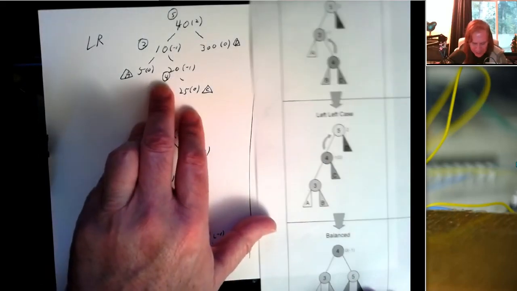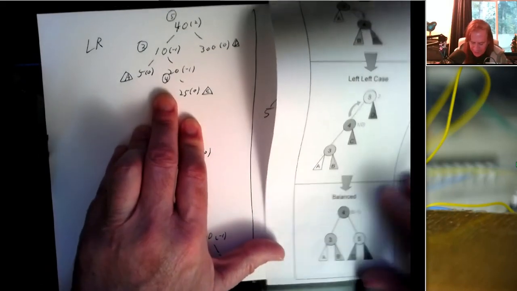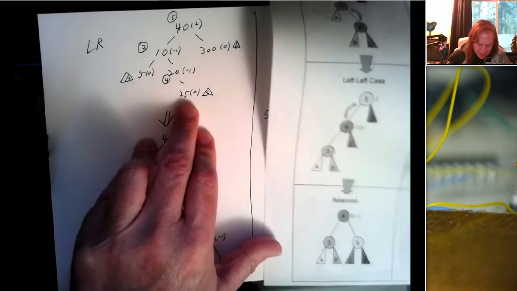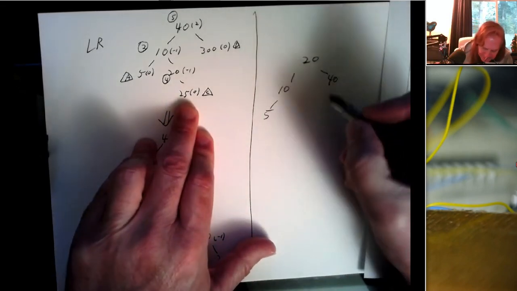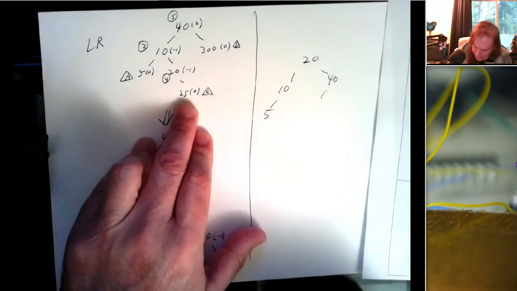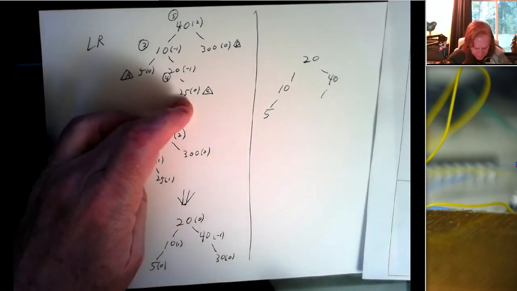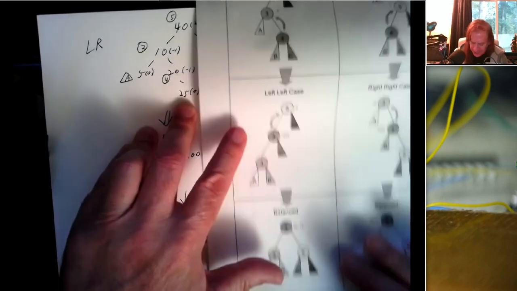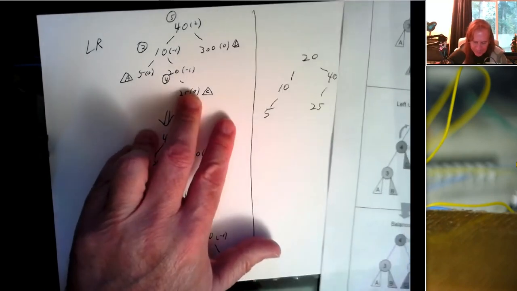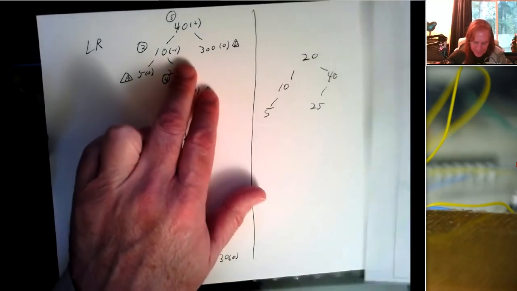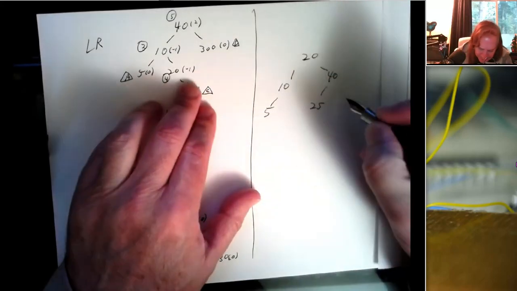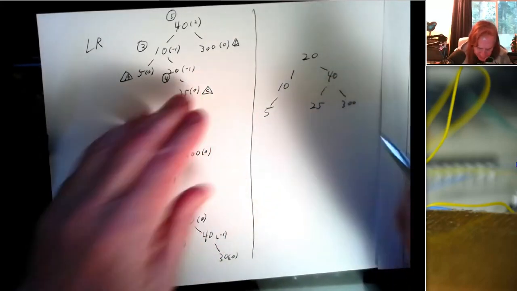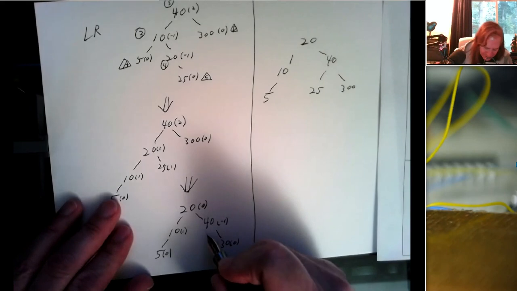Subtree C goes to the left of node 5, and subtree C is a 25, so that goes over here. And subtree D goes to the right of node 5, so to the right of 40, so that's subtree D, which is 300. And yeah, I missed the 25 over here.